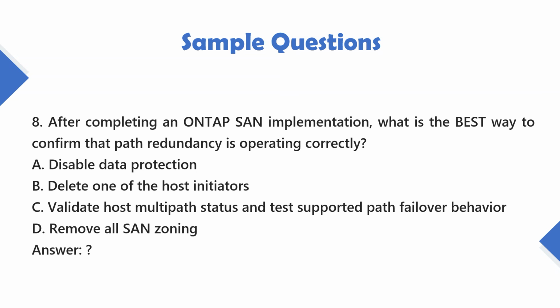8. After completing an ONTAP SAN implementation, what is the best way to confirm that path redundancy is operating correctly? A. Disable data protection. B. Delete one of the host initiators. C. Validate host multipath status and test supported path failover behavior. D. Remove all SAN zoning.